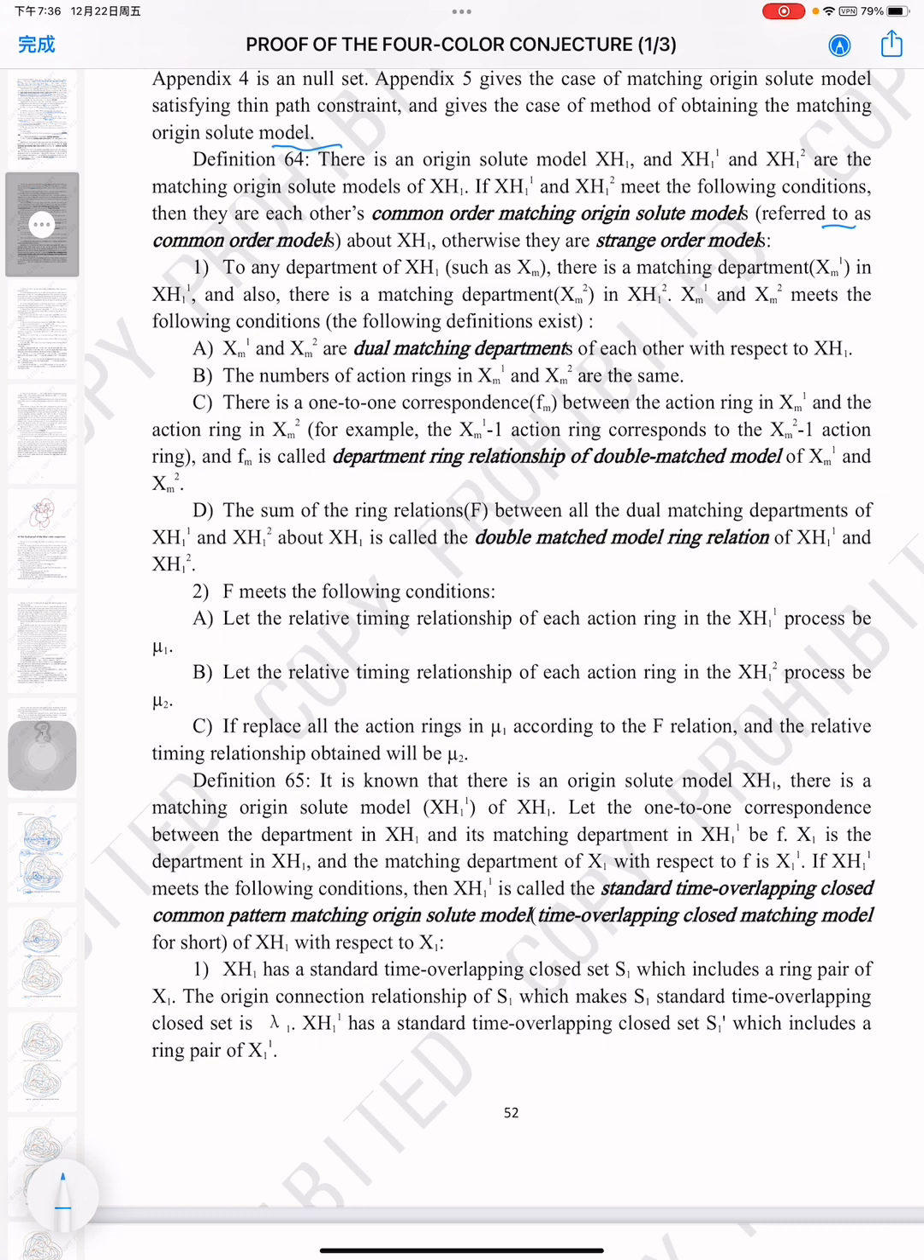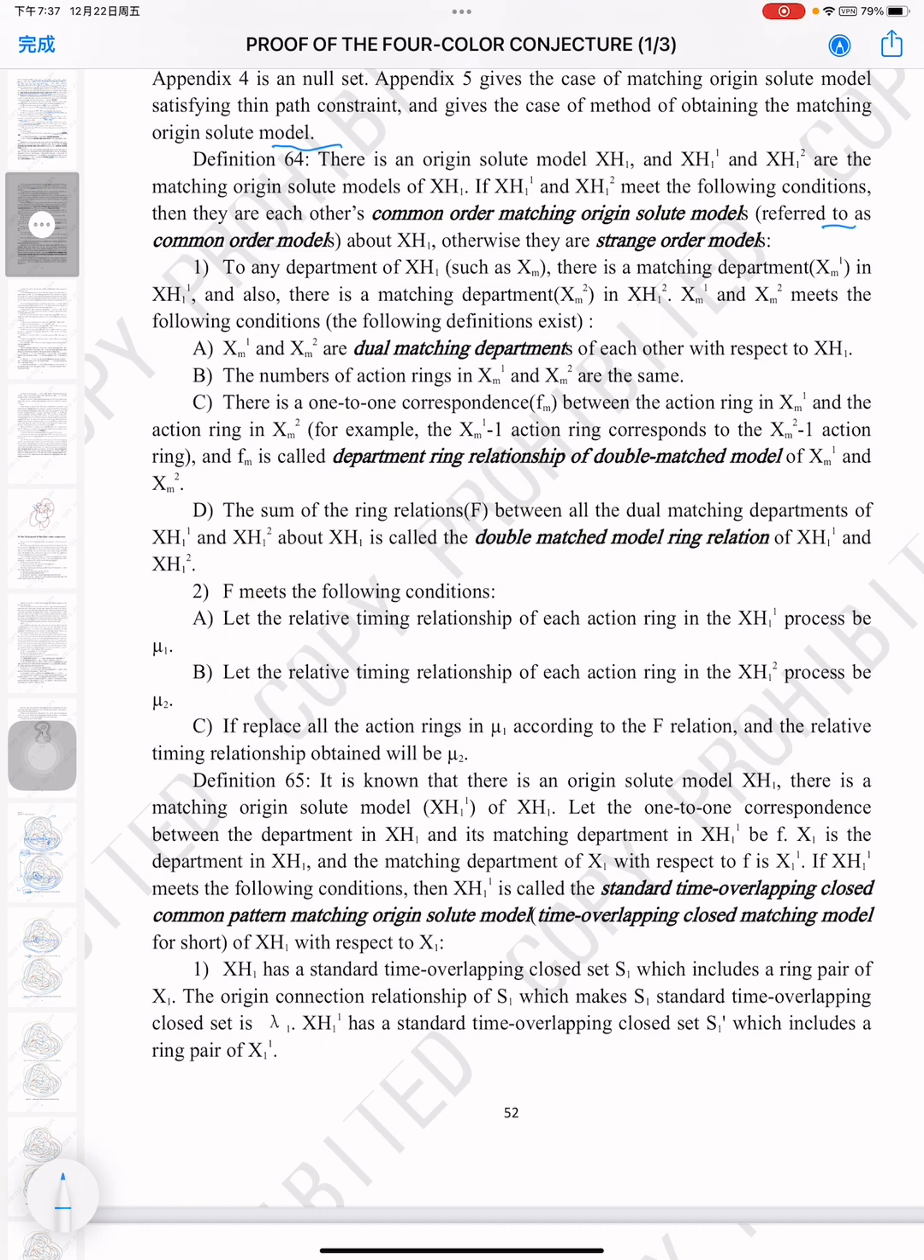C. There is a one-to-one correspondence Fm between the action ring in XM1 and the action ring of XM2. For example, the XM1-1 action ring corresponds to the XM2-1 action ring, and Fm is called department ring relationship of double matched model of XM1 and XM2. D. The sum of the ring relations F, capital F, between all the dual matching departments of XH11 and XH12 about XH1 is called the double matched model ring relation of XH11 and XH12.